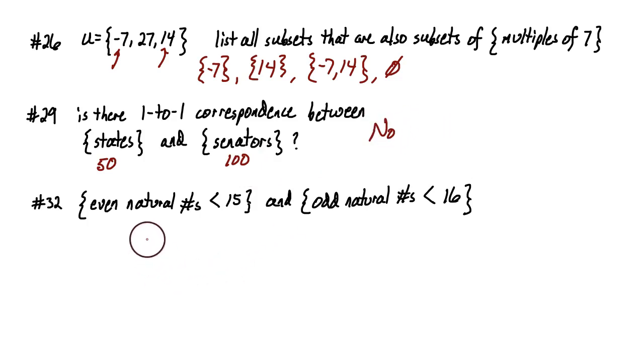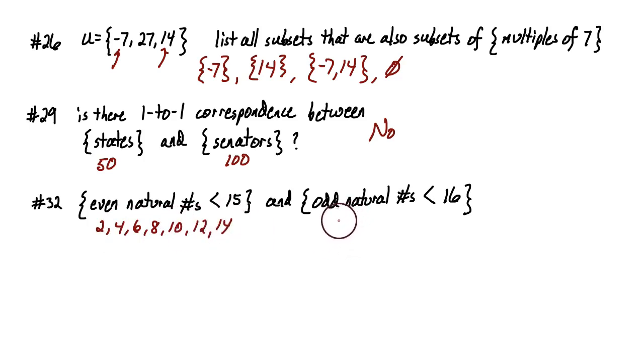Number 32. Does the set containing the even natural numbers less than 15 have one-to-one correspondence with the set containing the odd natural numbers less than 16? Let's figure out how many elements are in each set by listing them. The first even natural number is the number 2. Then 4, 6, 8, 10, 12, and 14.